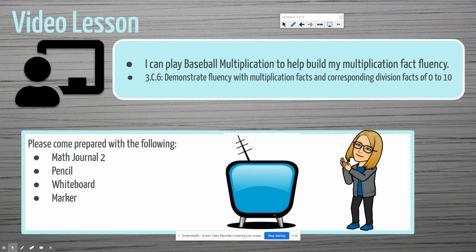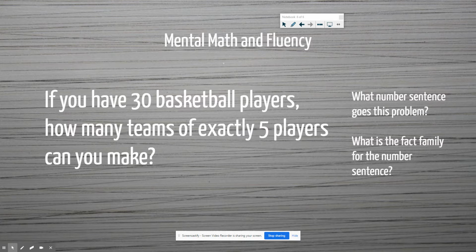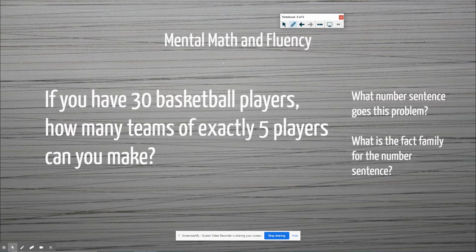This game is just meant to help you solve your math facts quicker so that you know them. All right, let's do a warm-up. If you have 30 basketball players, how many teams of exactly 5 players can you make? What is the number sentence that goes with this problem, and then we're going to look at what is the fact family for the number sentence.